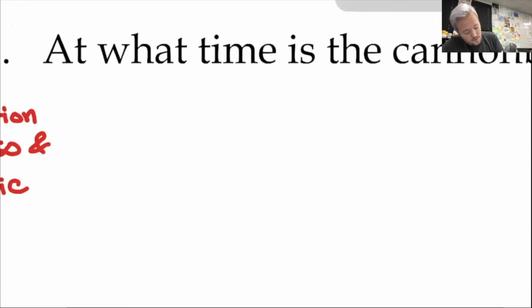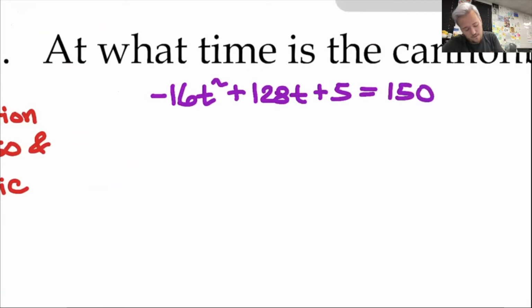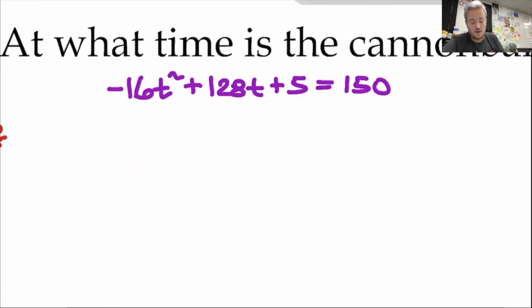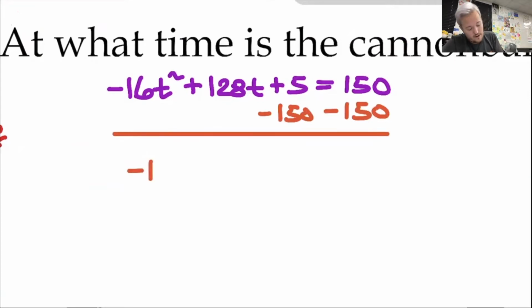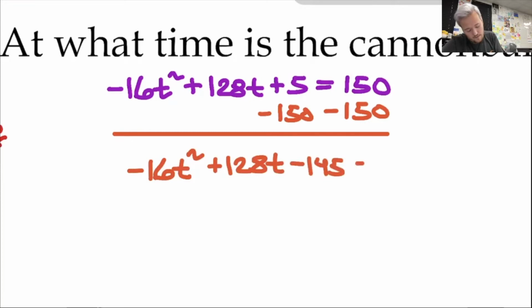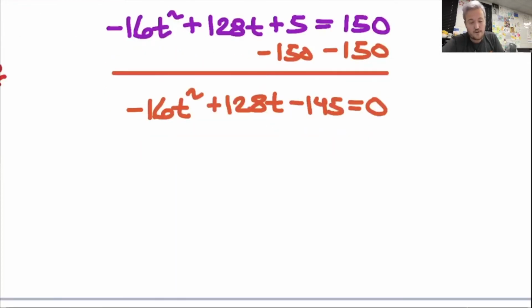All right, so what I mean by that is I'm going to do negative 16t squared plus 128t plus 5 equals 150. So this is the equation I'm solving for. So what I need to do before I can actually do quadratic formula is I have to convert this equation to standard form. So in order to do that, I need to subtract 150 on both sides. So I have negative 16t squared plus 128t minus 145 equals 0.